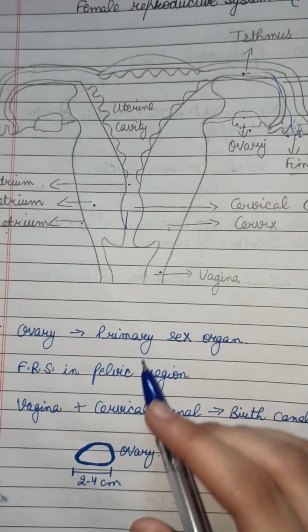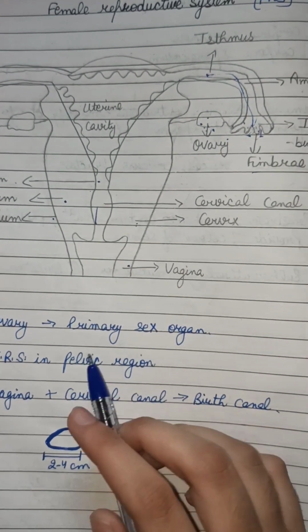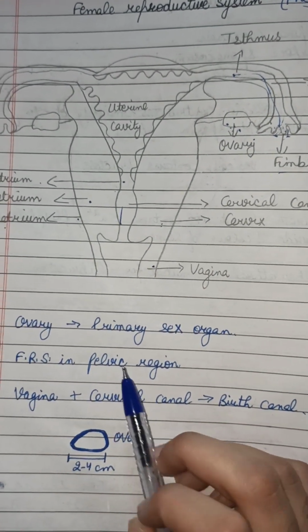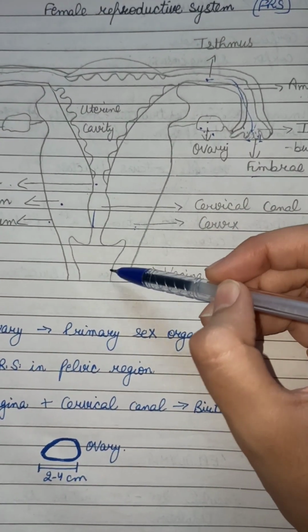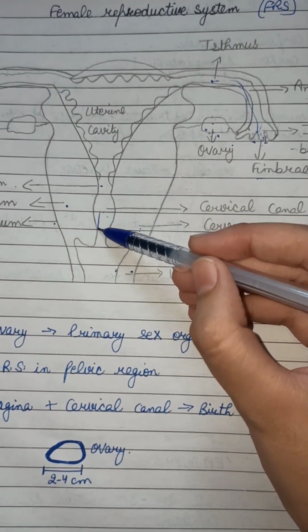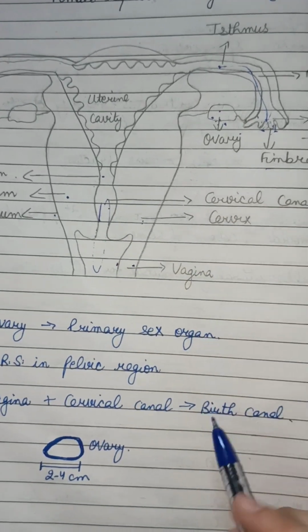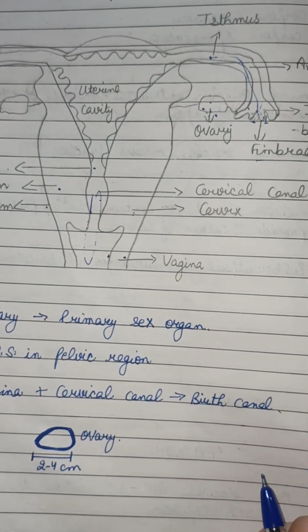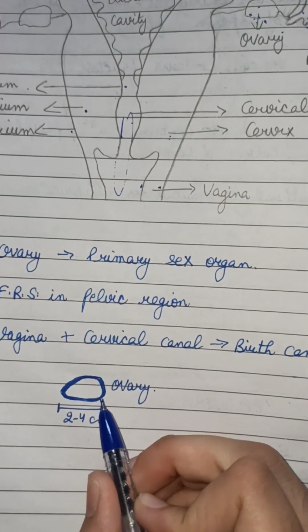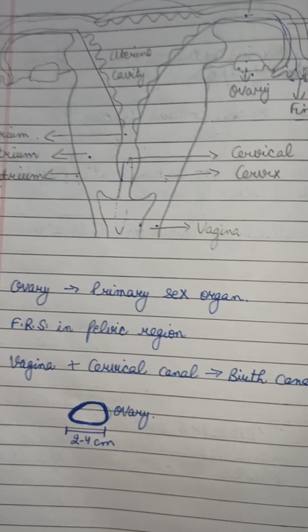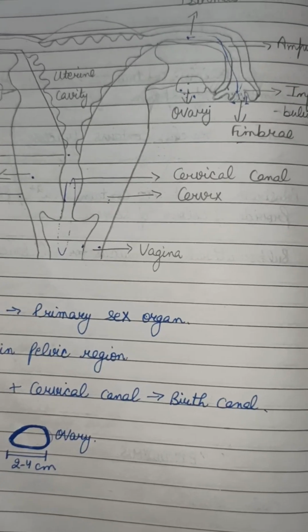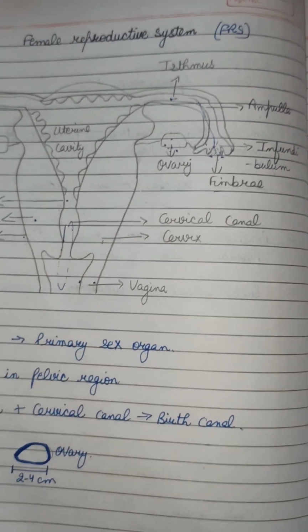Now ovaries are our primary sex organs and female reproductive system is found in pelvic region. So here you can see that vagina and cervical canal, these two parts, form our birth canal. This is some extra knowledge that ovary length is about 2 to 4 centimeter. So I hope you understood about the structure of female reproductive system.